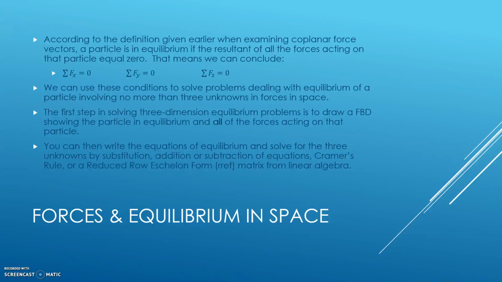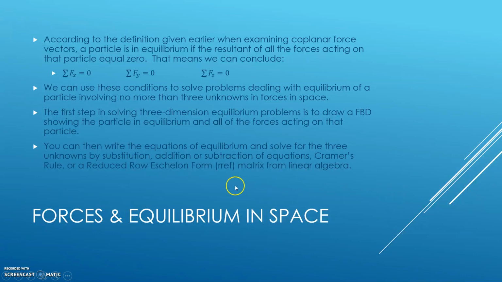Then we can write equations of equilibrium and solve for the three unknowns using one of the methods we learned in chapter 1. That is addition or subtraction of equations, Cramer's rule, or the reduced row echelon form, the RREF matrix that we learned last chapter. You can pick any of these. Any of these will work.